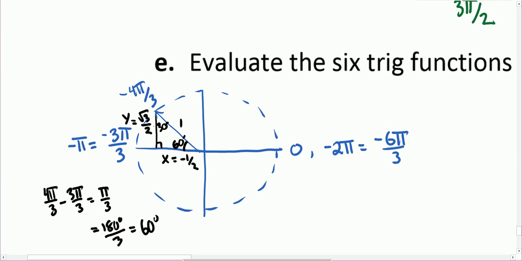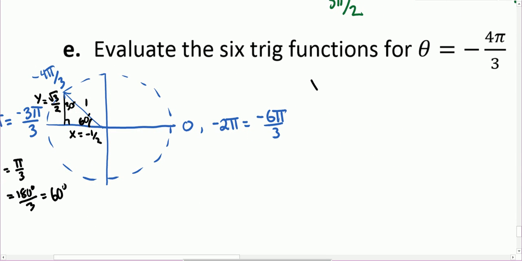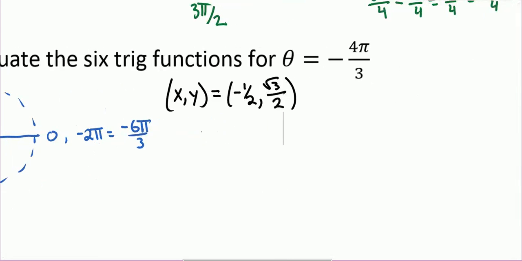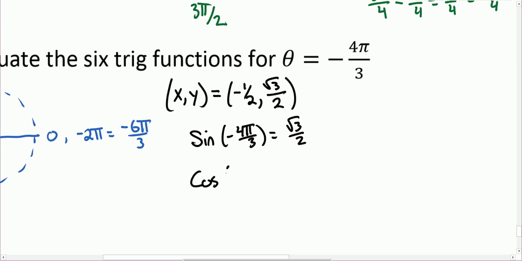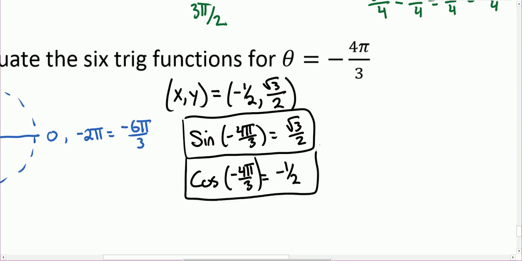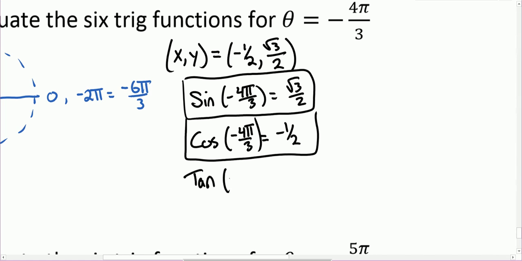So we have the x and y value. On the unit circle, the x value is negative 1/2. The y value is positive root 3 over 2. So the sine of negative 4 pi over 3 is our y value, root 3 over 2. The cosine of negative 4 pi over 3 is our x value, which is negative 1/2. The tangent of negative 4 pi over 3 is root 3 over 2, the sine over the cosine. Multiply top and bottom by 2 and you end up with negative root 3.